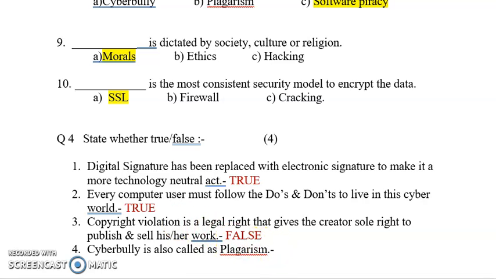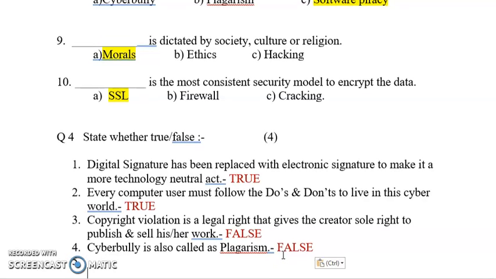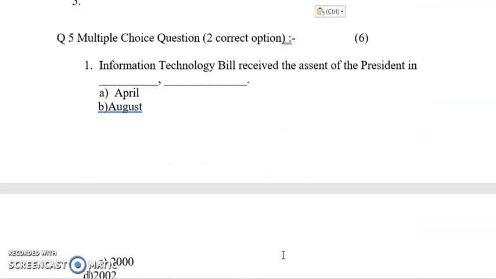Next, cyberbully is called as plagiarism. So this statement is false. Cyberbully is not called as plagiarism. Cyberbully is called as cyber stalking. Let us move further with MCQs.